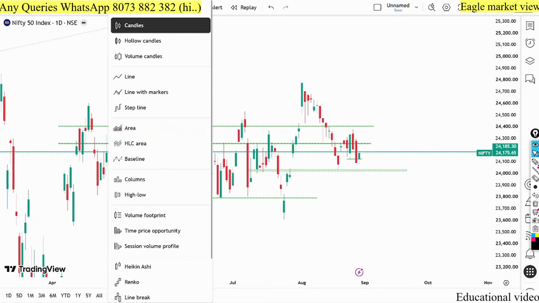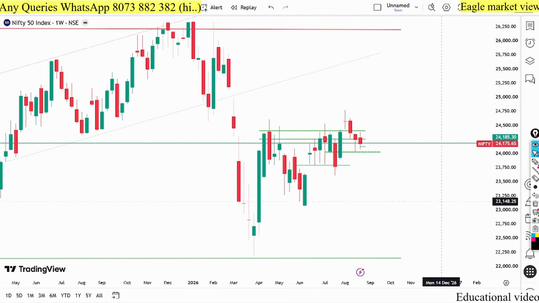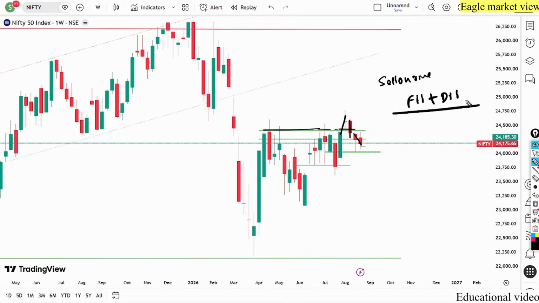As per the weekly candle also, Nifty's breakout from the last 3 weeks has failed. Once the breakout happened 3 weeks back, after that the breakout failed, so the negative trend is there. So Nifty's current trend is sell on rise. Even FIIs and DIIs are continuously buying in the Indian market, especially last week there was heavy buying by FIIs along with the DIIs.